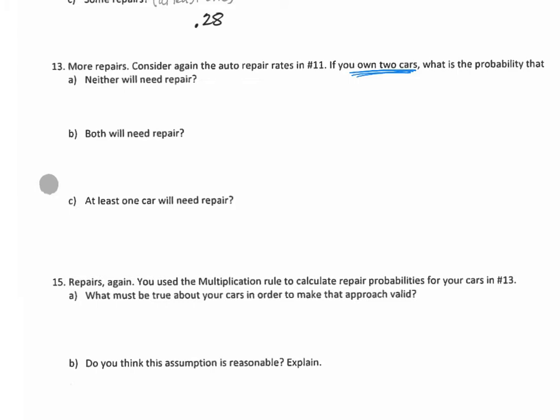So what's different about these ones than the one before? 2 cars instead of just 1. That means I have to address this car and the second car. The first car and the second car will be multiplying those probabilities together. That's the difference. Okay, so neither needs a repair. So no repair times no repair. So I think that's this and this, which is 0.5184. So if you rounded it to 2 significant figures, anything along those lines is good.